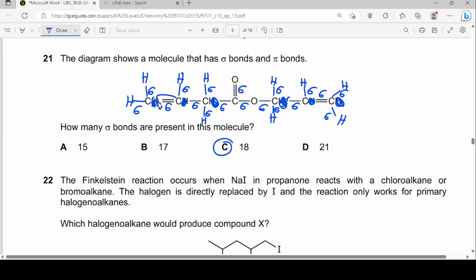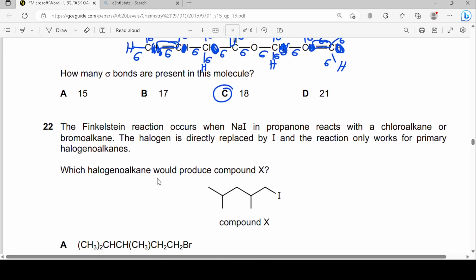And then I have 1, 2, 3 pi bonds. That's nice. At least I can see 3 pi bonds. Yeah, 3 pi bonds. Anyways.